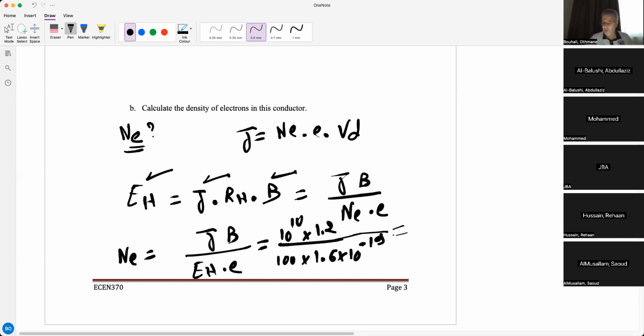So it's 7.5 times 10 to the power of 26 electrons per cubic meter, because we converted everything to cubic meters. Any questions?